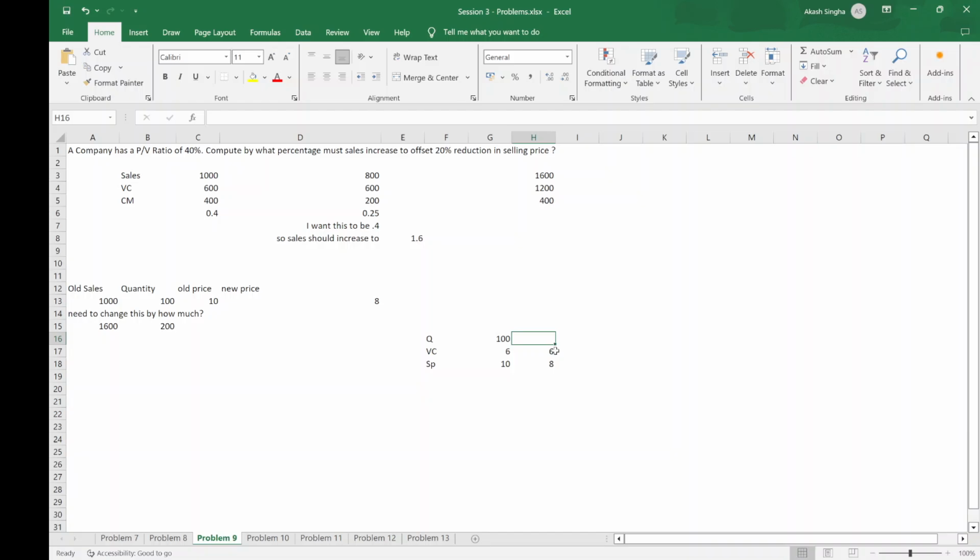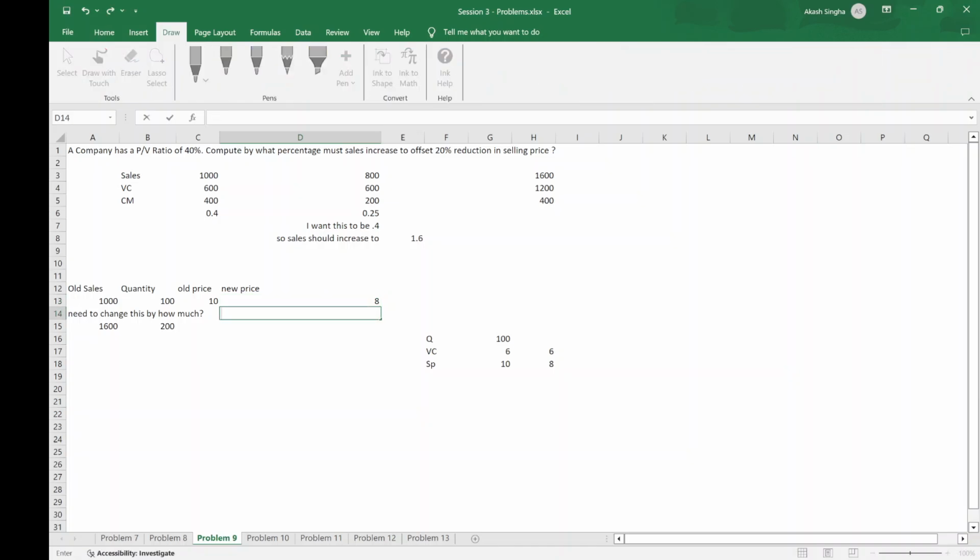So this was the old price, this is the new price. Need to change by how much? So if it is 800 and it is 600, the contribution margin is 200, and 200 by 800 is 0.25. Now how much do we have to sell so that the ratio should increase, right? Let me check once.